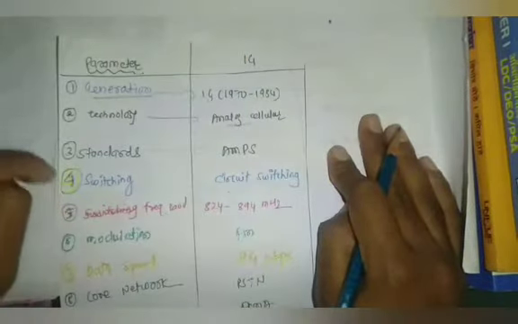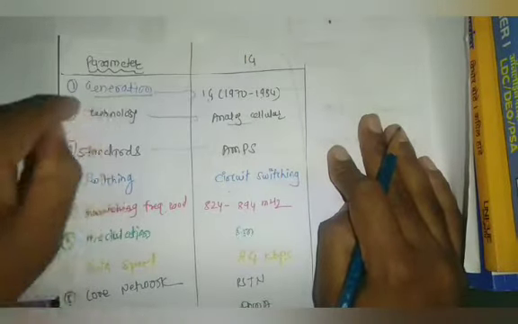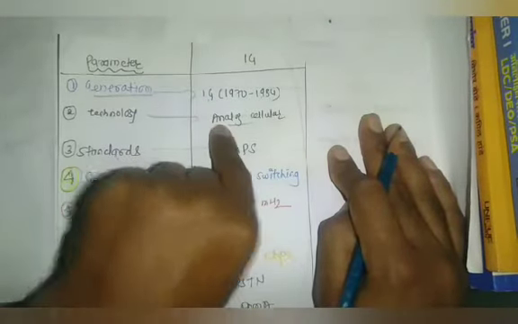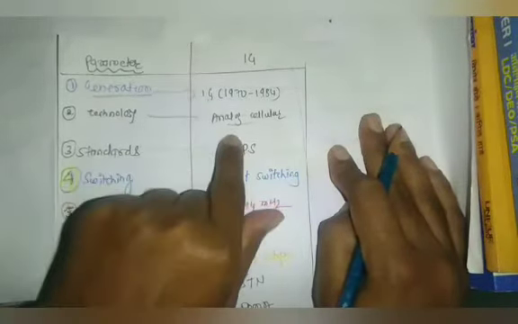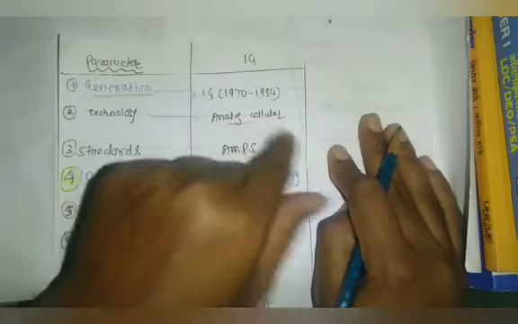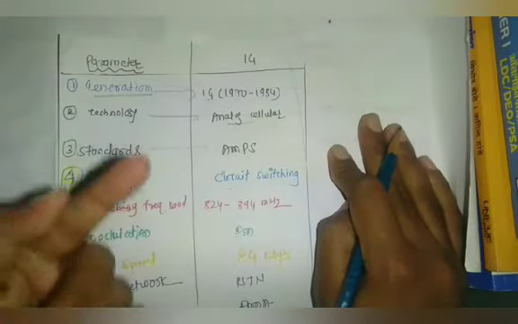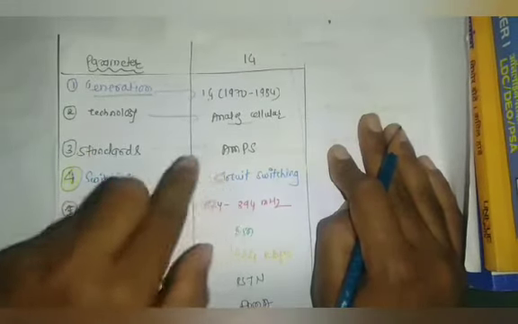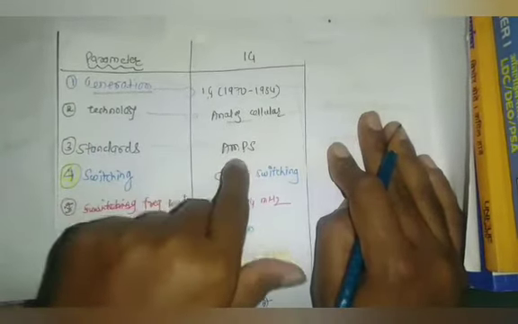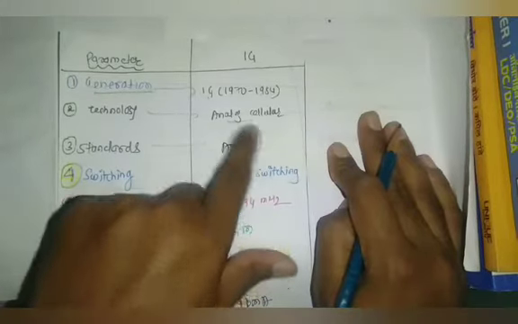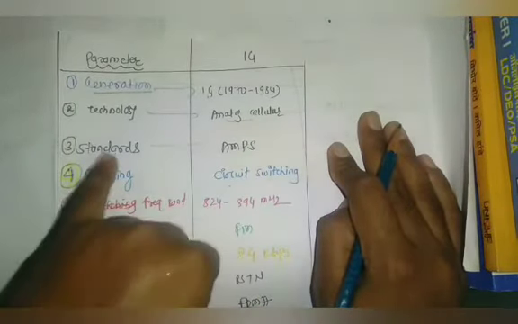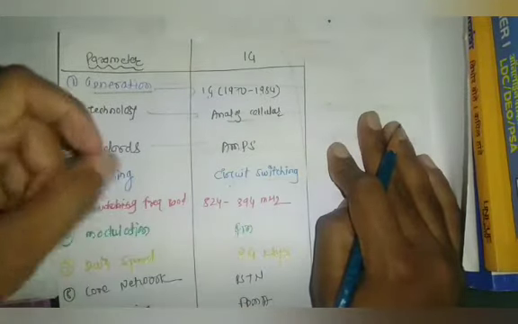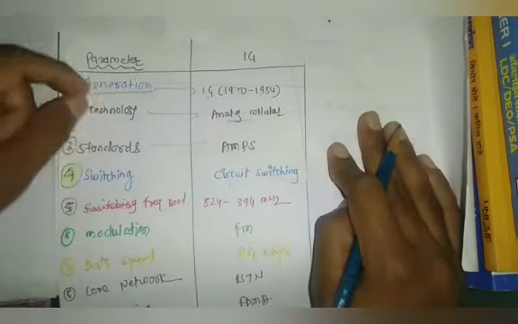Then another sentence is technology, analog cellular. So you make a sentence: the first generation uses some technology, and this technology is analog cellular based. This is our sentence. Another is standard, AMPS. You can find out the long form, it is your homework. So consider standard, you make a long form, you make a sentence in 1G.